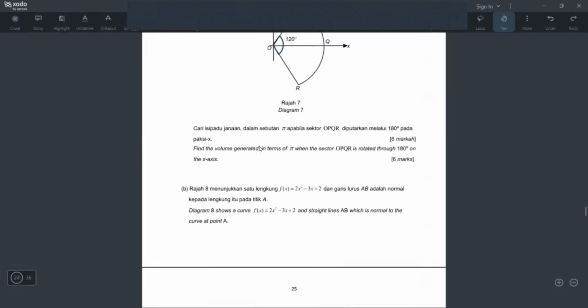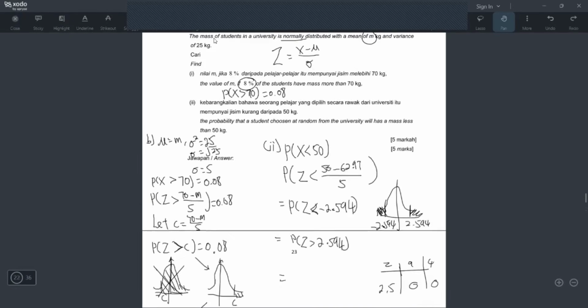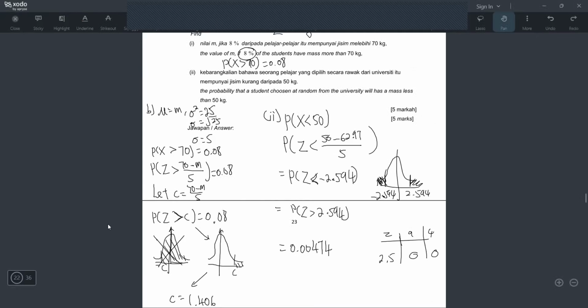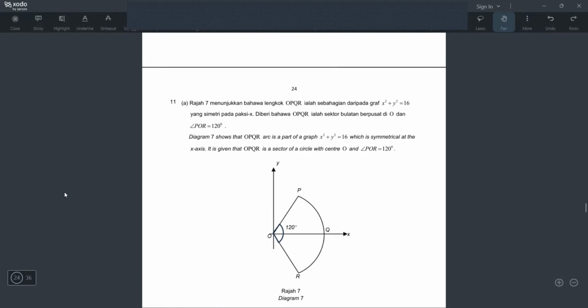So where is it? Okay, here. So what is the answer just now? 0.00474. And what is this? This is the answer. This is the probability. Okay, so they ask for probability, right? So yeah, that's the answer. Okay, it's done. Okay, let's continue.